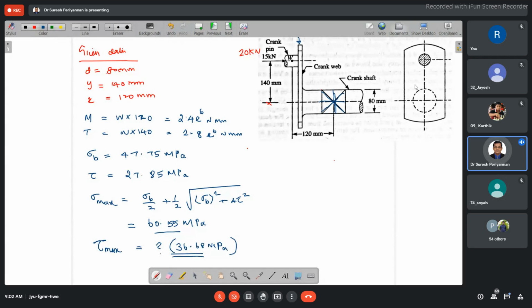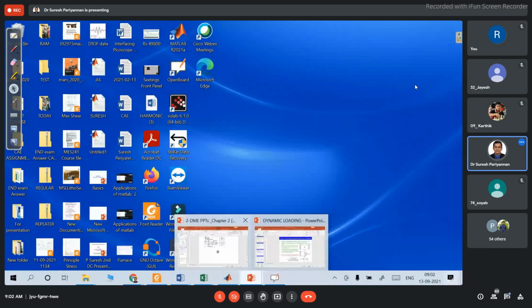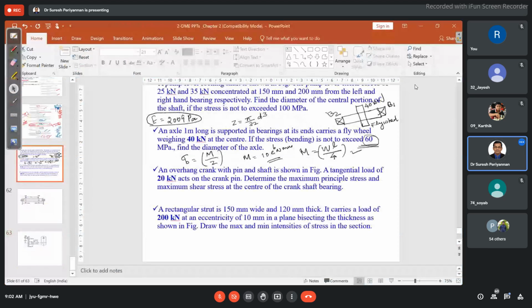Now the last problem, then we move to the next chapter today. The last problem: a rectangular strut is 150 mm wide and 120 mm thick. It carries a load of 200 kilonewton at an eccentricity of 10 mm. The 200 kilonewton load is acting at a 10 mm offset distance from the axis of the rectangular strut, in a plane bisecting the thickness as shown in the figure.